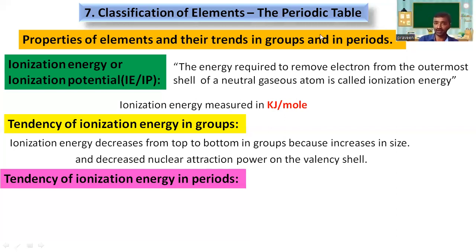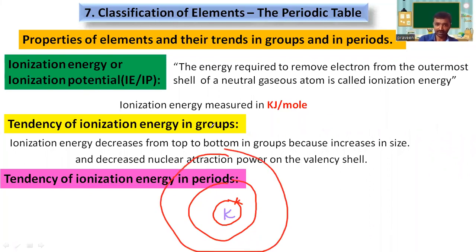For example, here I am showing you potassium, right? Around potassium, how many shells are there? First the K shell, next the L shell, next the M shell, next the N shell. So K, L, M, N. For potassium, there is 1 electron in the outer shell.